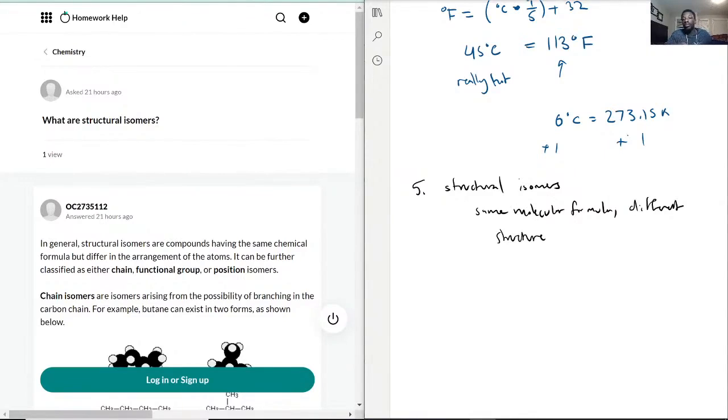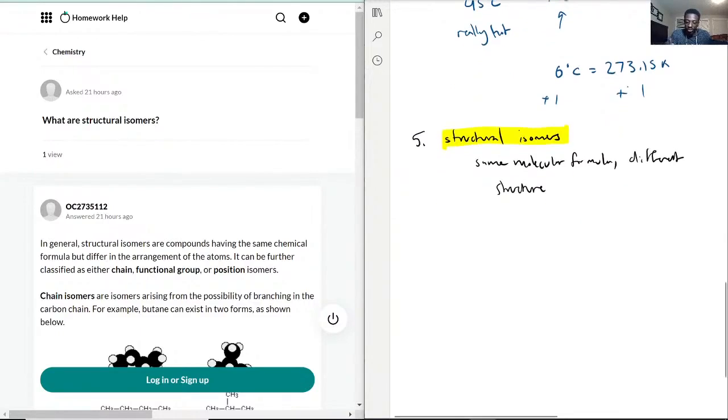Now this is just one type of isomer. There's also things called constitutional isomers, which have similar structure, but they're kind of twisted in different ways. But we're focused on structural isomers today. And the way that works is, let's say I give you C4H10.